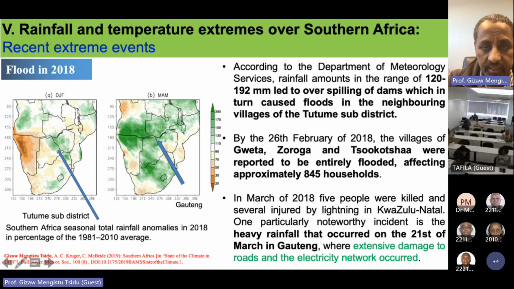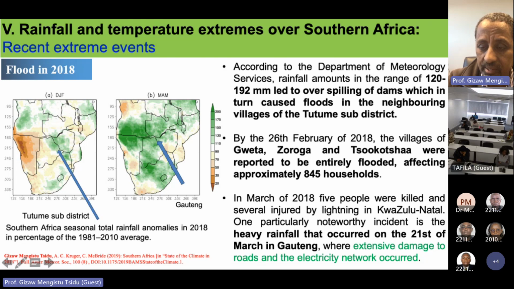So you can see daily rainfall amounts from 120 to 192 millimeters, spilling over the dams during this period. This is for 2018. There was actually no tropical storm. It was just extreme convective rainfall that led to this kind of high precipitation in the region. So you can clearly see that the region is also experiencing more frequent extreme events, which has led to a lot of damage also.